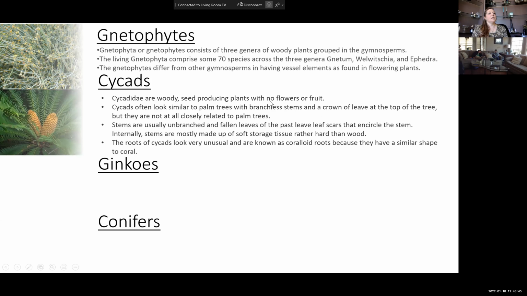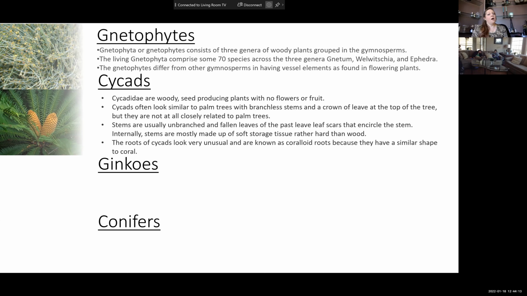Next thing you have are these cycads. These are cool, right? That looks like a pineapple, but it's not. So cycads are woody seed-producing plants with no flowers or fruit. Cycads often look similar to palm trees with branchless stems and a crown of leaves at the top, but they are not at all closely related to palm trees.